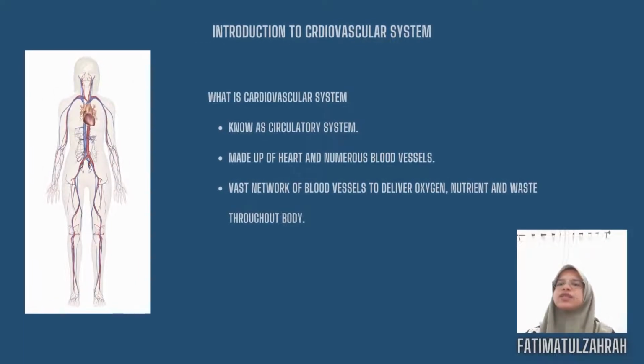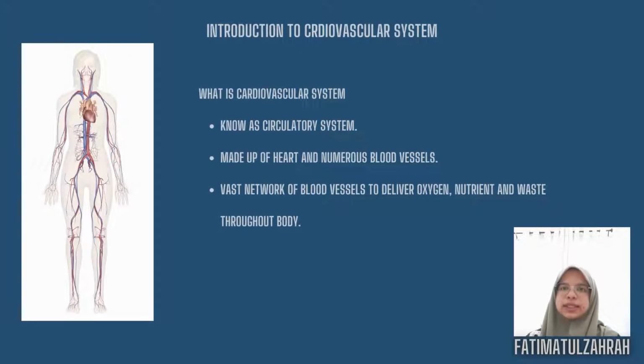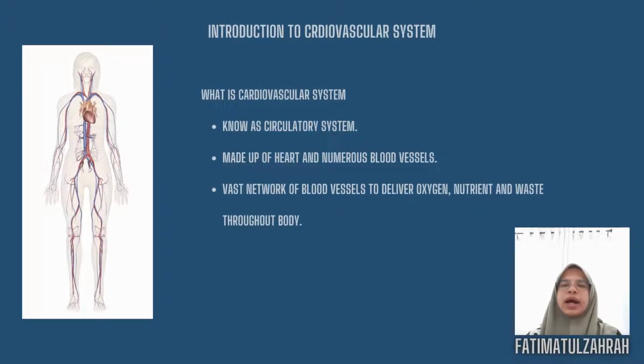What is the cardiovascular system? The cardiovascular system, also known as the circulatory system, is made up of your heart and numerous blood vessels throughout your body. Your heart uses a vast, complicated network of blood vessels to deliver oxygen and other important nutrients to your entire body.